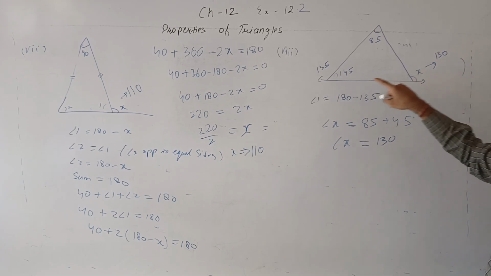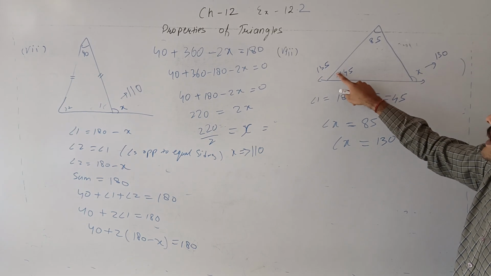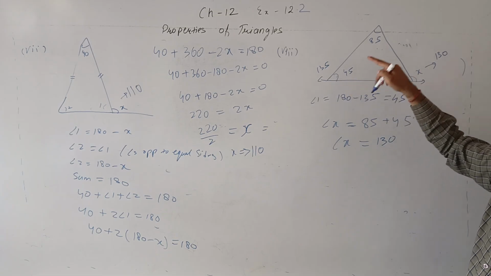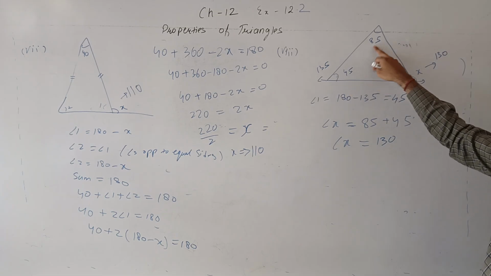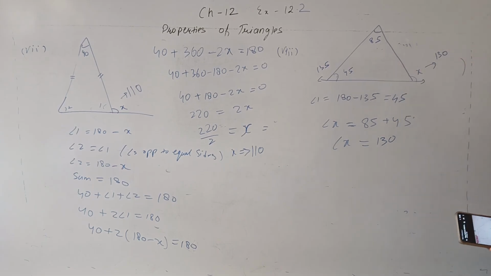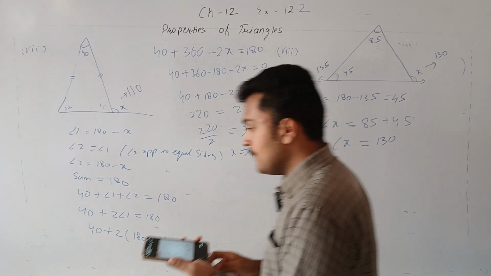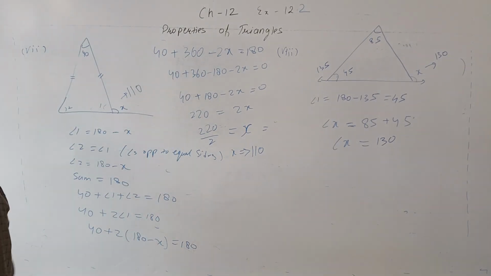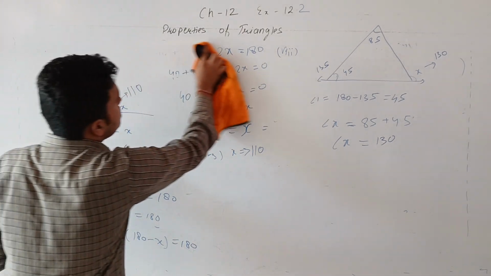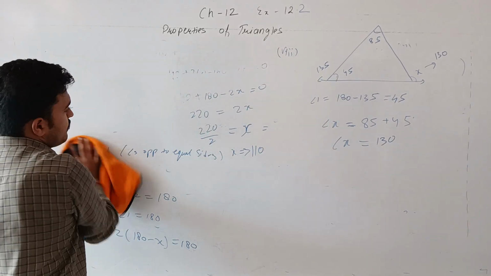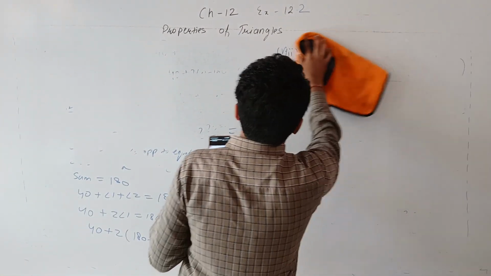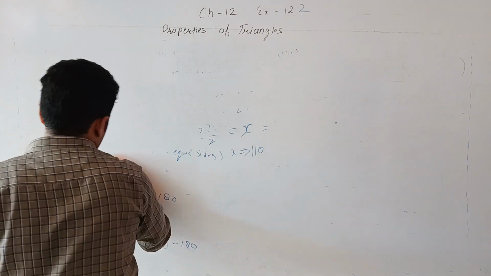So this angle is 135, this angle is 45, and this is 85, and X will be the sum of opposite angles. 85 plus 45 is equal to 130. Now the last question of the first part, question number 9. Now we are going to do question number 9, which is the last part of question 1.